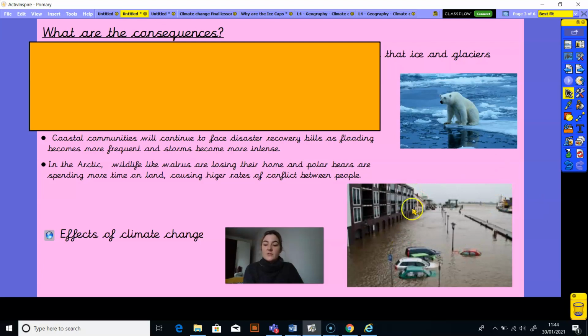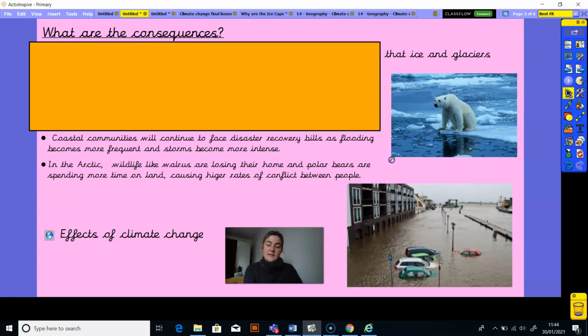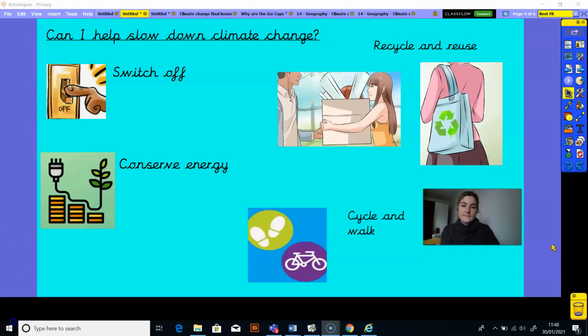So we've got pictures of sort of a coastal town. You can see a ship here. It looks almost like a harbour, doesn't it, here? And we've got some serious flooding going on. And then also you can see this polar bear here who doesn't have much ice to stand on. Again, if you wanted to find out more, there's some very good videos that I've selected and websites, so you can go and have a look at some more pictures if you would like to.